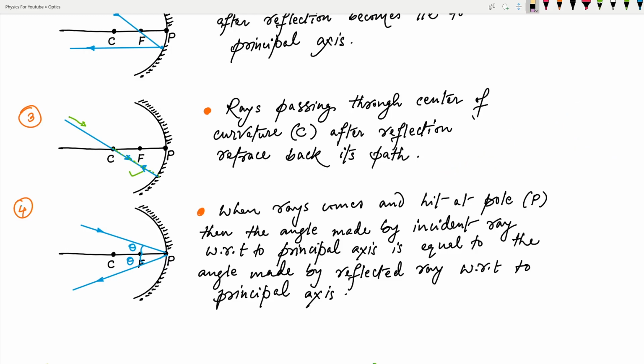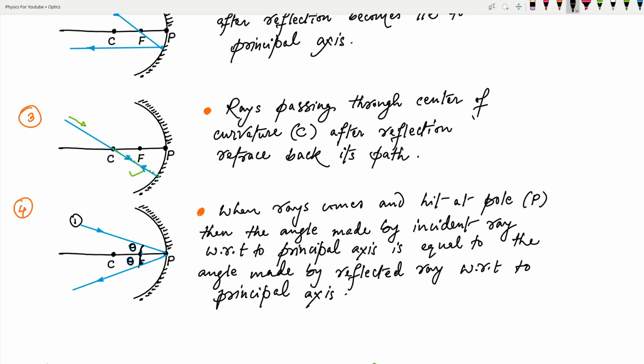The fourth rule says that when a ray comes and hits the pole of the spherical mirror, then the angle made by the incident ray with respect to the principal axis, that is theta, is equal to the angle made by the reflected ray. As you can see, the angle made by the reflected ray is also theta with respect to the principal axis. So these two angles will be equal.